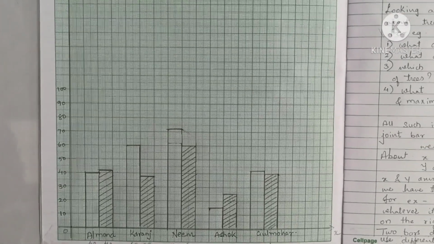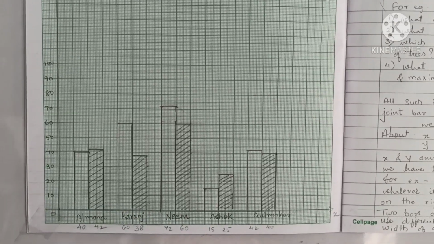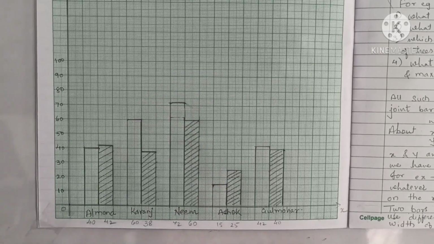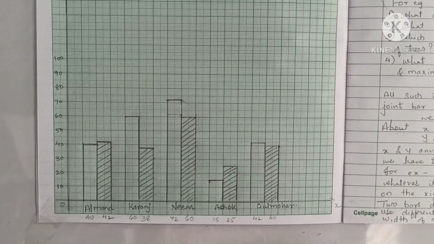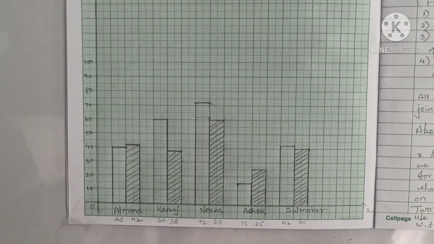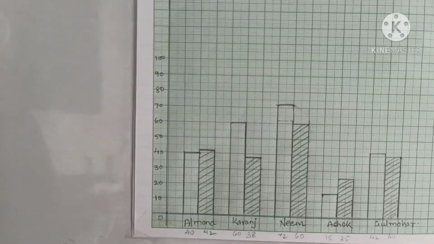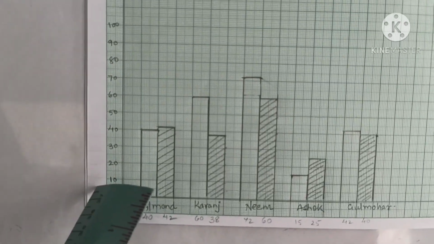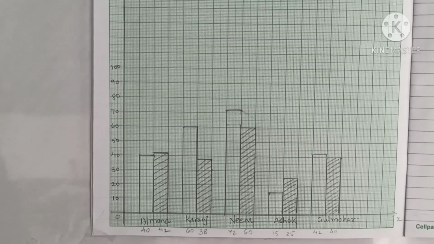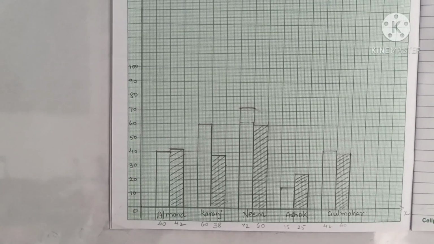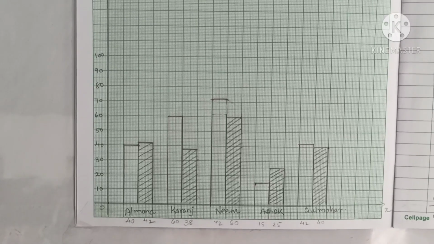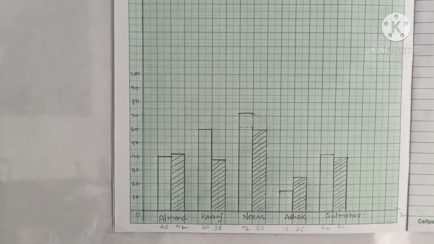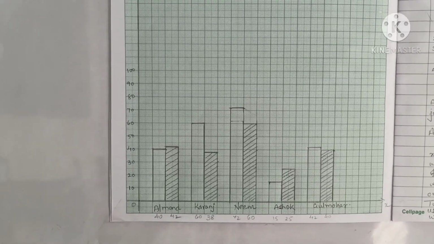Then you can observe the graph and get the information about the maximum number of trees planted, the minimum number of trees planted, or the difference between the maximum number and the minimum number, what data is mentioned on the x-axis, what data is mentioned on the y-axis. All such information at a glance you can study from the joint bar graph. So this is our first example. Now we will draw the next joint bar graph.